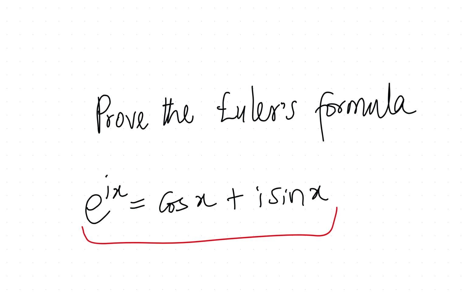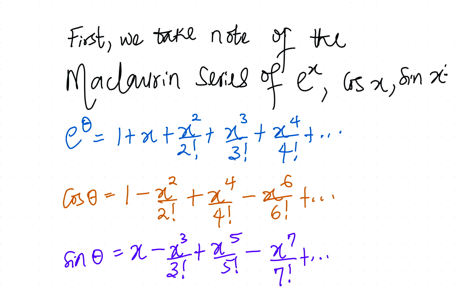The first thing we need to do is to take note of the major components. The first component is e raised to power x. Then the other component that is very important is cos x, and then lastly we have sin x.